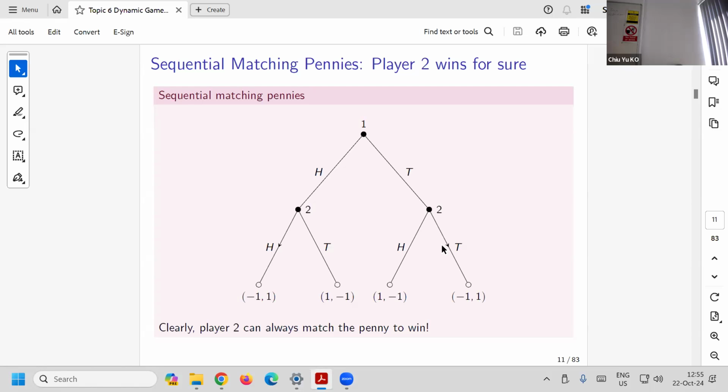Let me repeat. Player 1 chooses head, and player 2 chooses head under head and head under tail, which means that no matter what, he chooses head. This is a Nash equilibrium. You can check, because player 1 would not change.